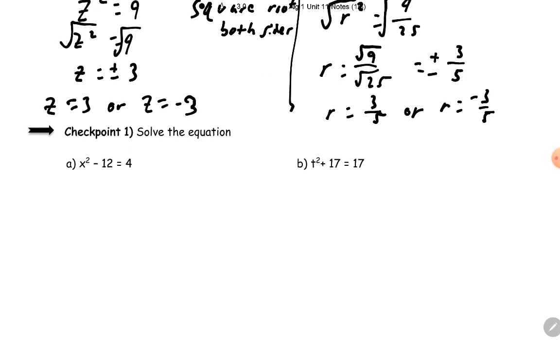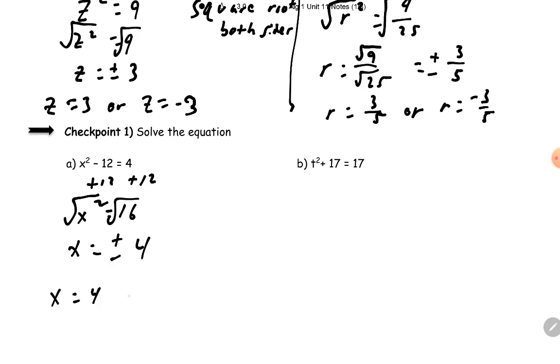So let's do those again. So x squared minus 12, I'm going to get rid of that minus 12 by adding 12 to both sides. I have x squared equals 16. The square root of 16 is plus or minus 4. So x equals 4 or x equals negative 4.